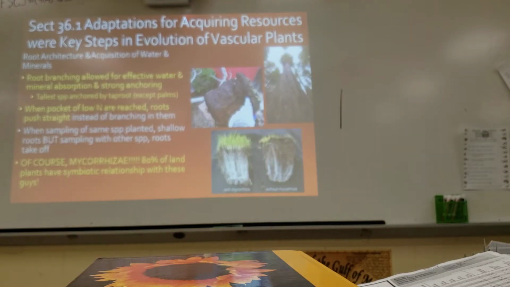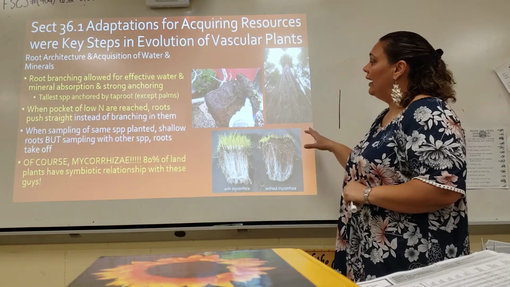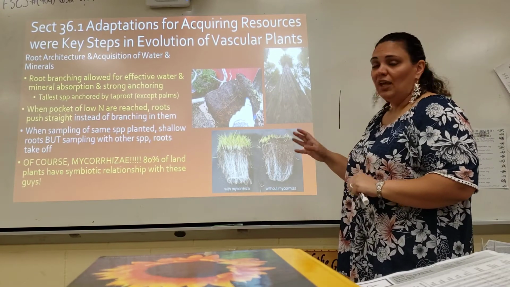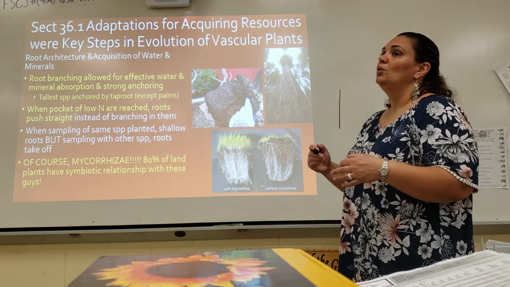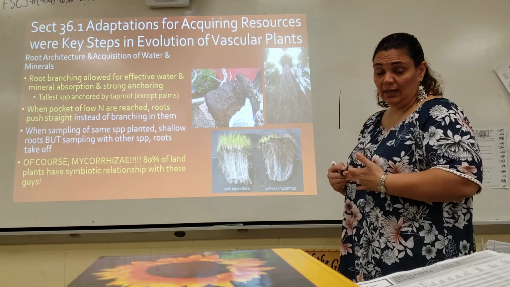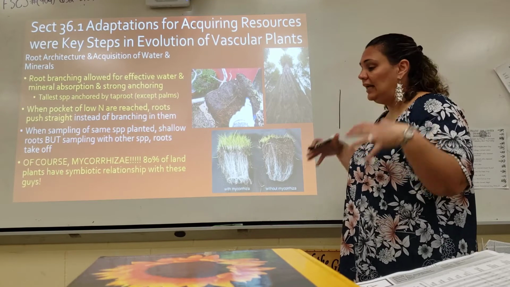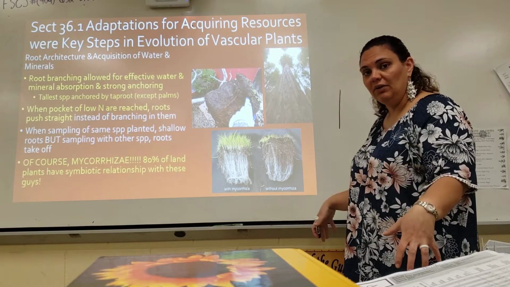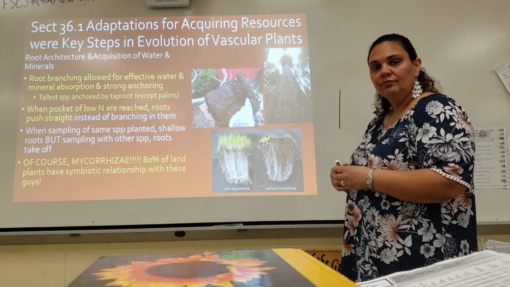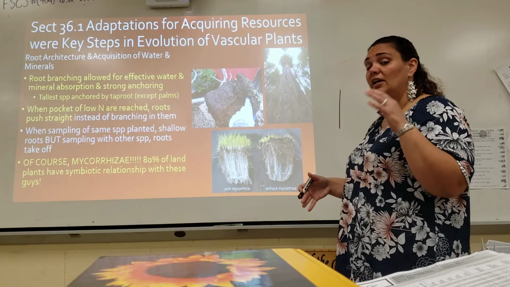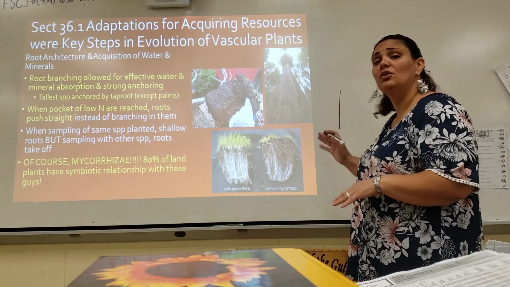All right. Root branching is allowed for effective water and mineral absorption and strong anchoring. Now, if you're talking about a tropical storm, hurricane, do you want the tree to stand still and not give at all? Do you want a strong oak tree that's standing there with its roots strong and firmly in place? Or do you want a palm tree that's going to whip around? Start thinking about it. Start looking at what kind of trees we always see that have fallen over after a hurricane. Usually it's oak trees.